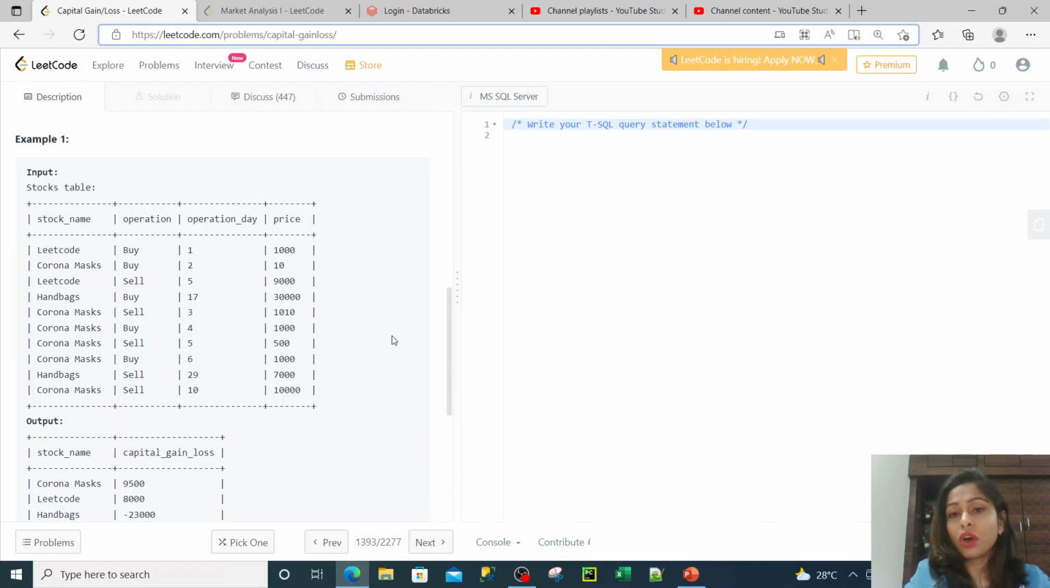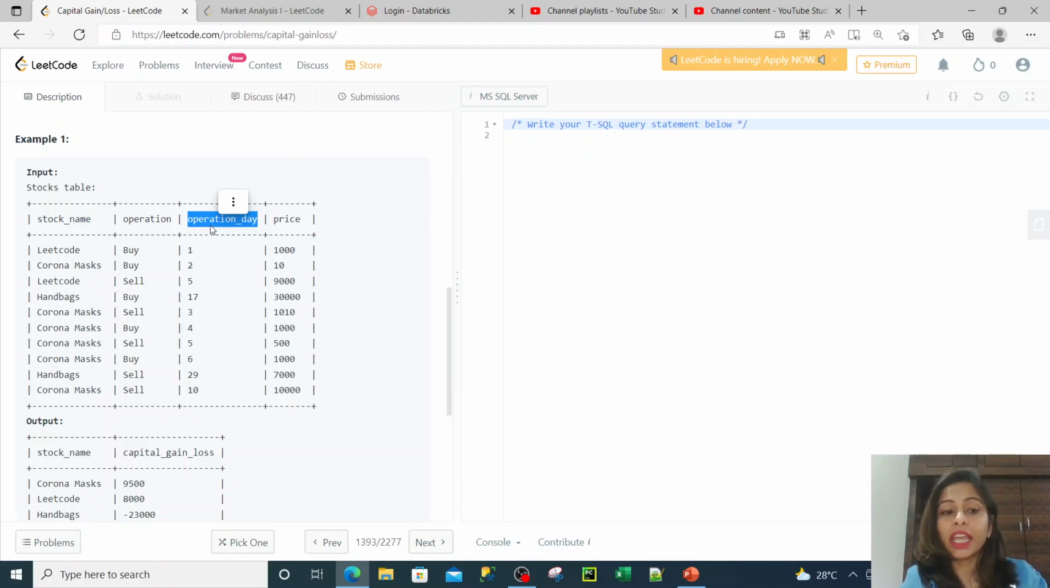A similar stock table has been given to you, where you are given a stock name. Here is the stock name and here is the operation, because there are two things that you can do with a stock: either you can buy it or you can sell it. So that is the operation, and the third column is operation day, first day, second day, third day, which day you have done that particular transaction. And then there is the price, because you must have bought a stock at a particular price. This is how your table looks.